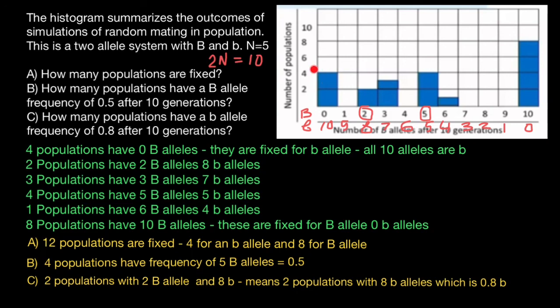So we have 4 populations with 0 dominant alleles, and that means 4 populations with 10 recessive alleles. For example, we don't have any populations with 1 dominant allele and 9 recessive alleles, but we have 2 populations with 2 dominant alleles and 8 recessive alleles, and so on.